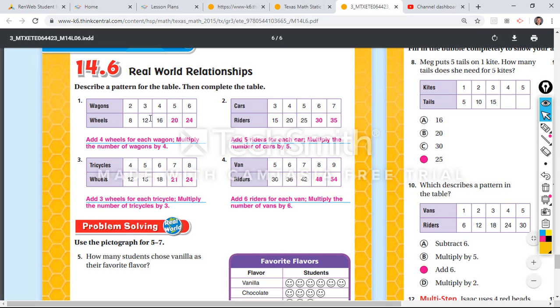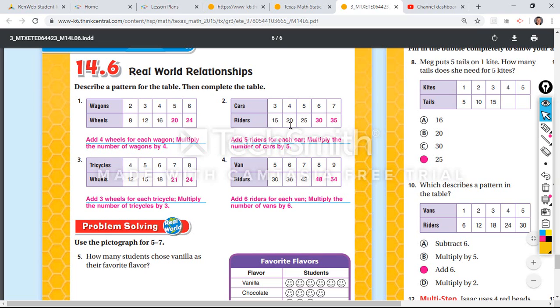See, 4 times, multiply the number of wagons by 4. And you take a look at this one. 6 times 4 is 24. 5 times 4 is 20. 4 times 4 is 16. Okay. Or they're adding 4 wheels.